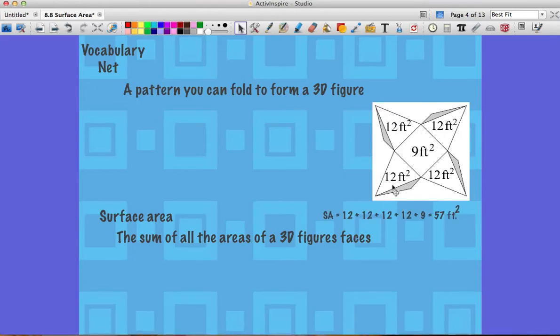So in this case, if we broke it down and found that the area of each triangle was 12 feet squared and the area of the square base was 9 feet squared, we would take 12 plus 12 plus 12 plus 12, the four triangles, plus 9, the square base, and get a total area of 57 feet squared. So whatever you see on the surface of the 3D figure, or the outside of that 3D figure, is what we call the surface area.